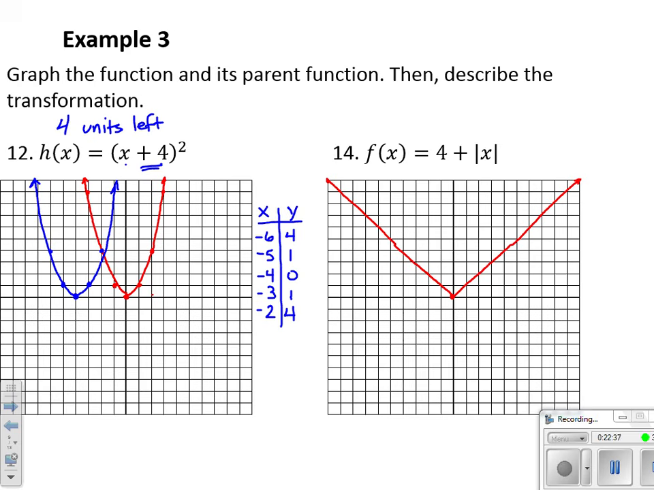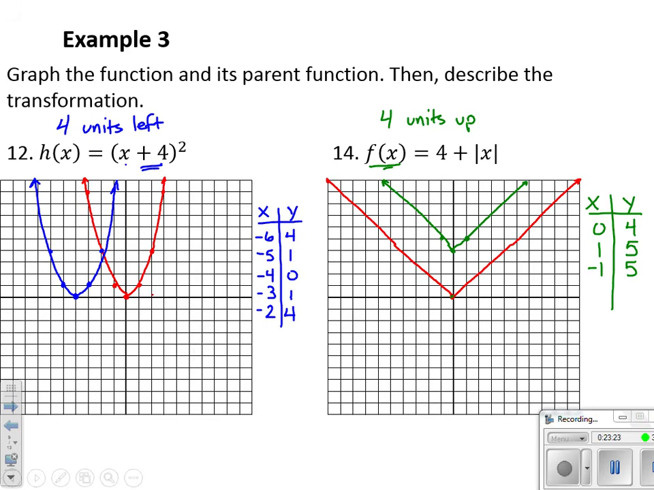Well, number 14. Let's see what would happen here if I made a quick table of values. So if I plug in an x value of 0, then my output of this function would be 4 plus the absolute value of 0, so it's a positive 4. If I were to plug in a 1, I would have 4 plus the absolute value of 1. If I plugged in a negative 1, I would have 4 plus the absolute value of negative 1. That's just like 4 plus 1 again. So now our graph, and we could continue our table, but now our graph has been shifted upward. Interesting. So 4 units up for that transformation.